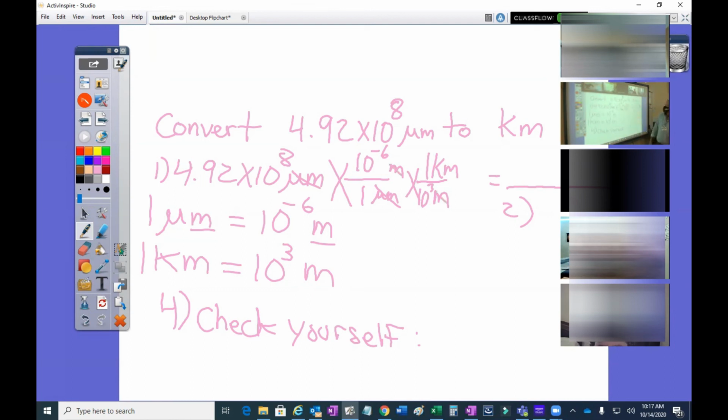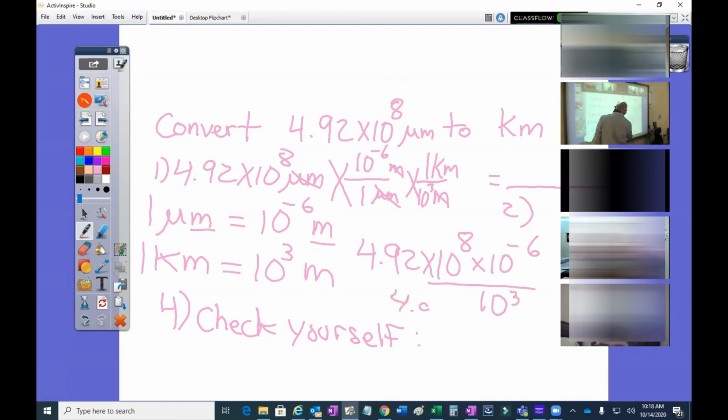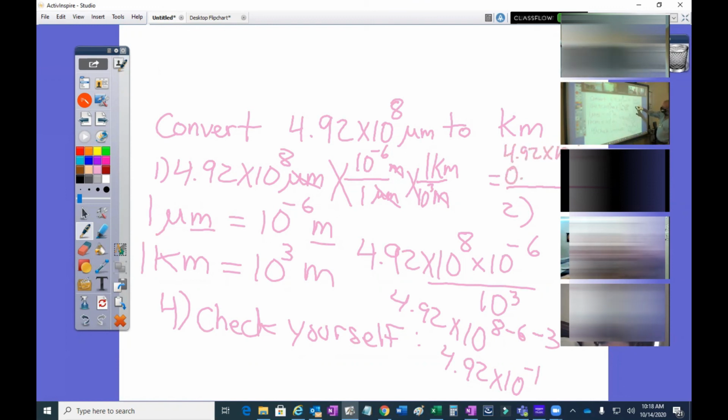That is my conversion process. I now group together my powers of 10. This is what I love about scientific notation. 4.92 times 10 to the 8th times 10 to the minus 6 over 10 to the third, and all of that gets grouped together as 4.92 times 10 to the 8 minus 6 minus 3. 4.92 times 10 to the minus 1. 8 minus 6 minus 3, that's minus 1. So you can either write 4.92 times 10 to the minus 1 kilometers, or you could write 0.492 kilometers. Either one of those would be correct.